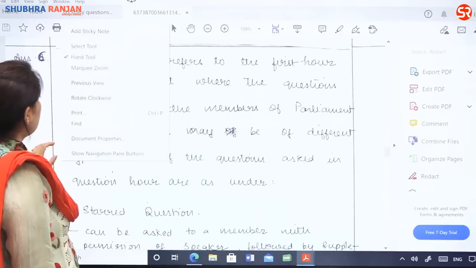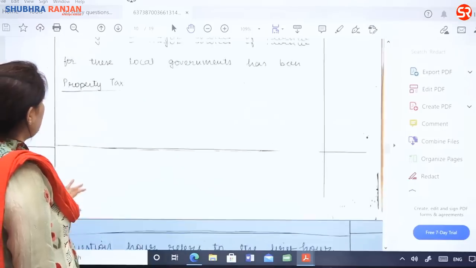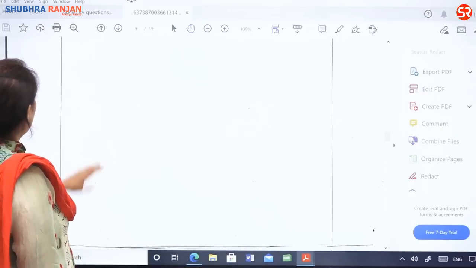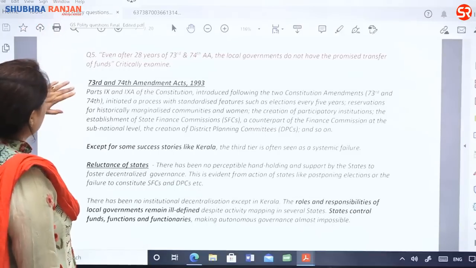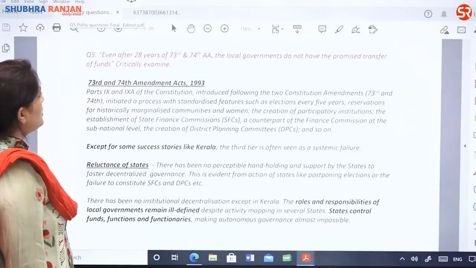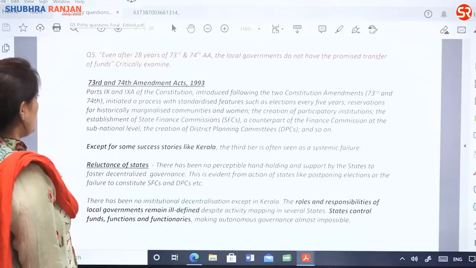वाह, ये आंसर यहाँ कैसे खत्म हो गया? और इस आंसर में तो कुछ था ही नहीं. मतलब you need to do hard work. Fine. So let us see the answer which I have prepared. So even after 28 years they do not have promised funds.